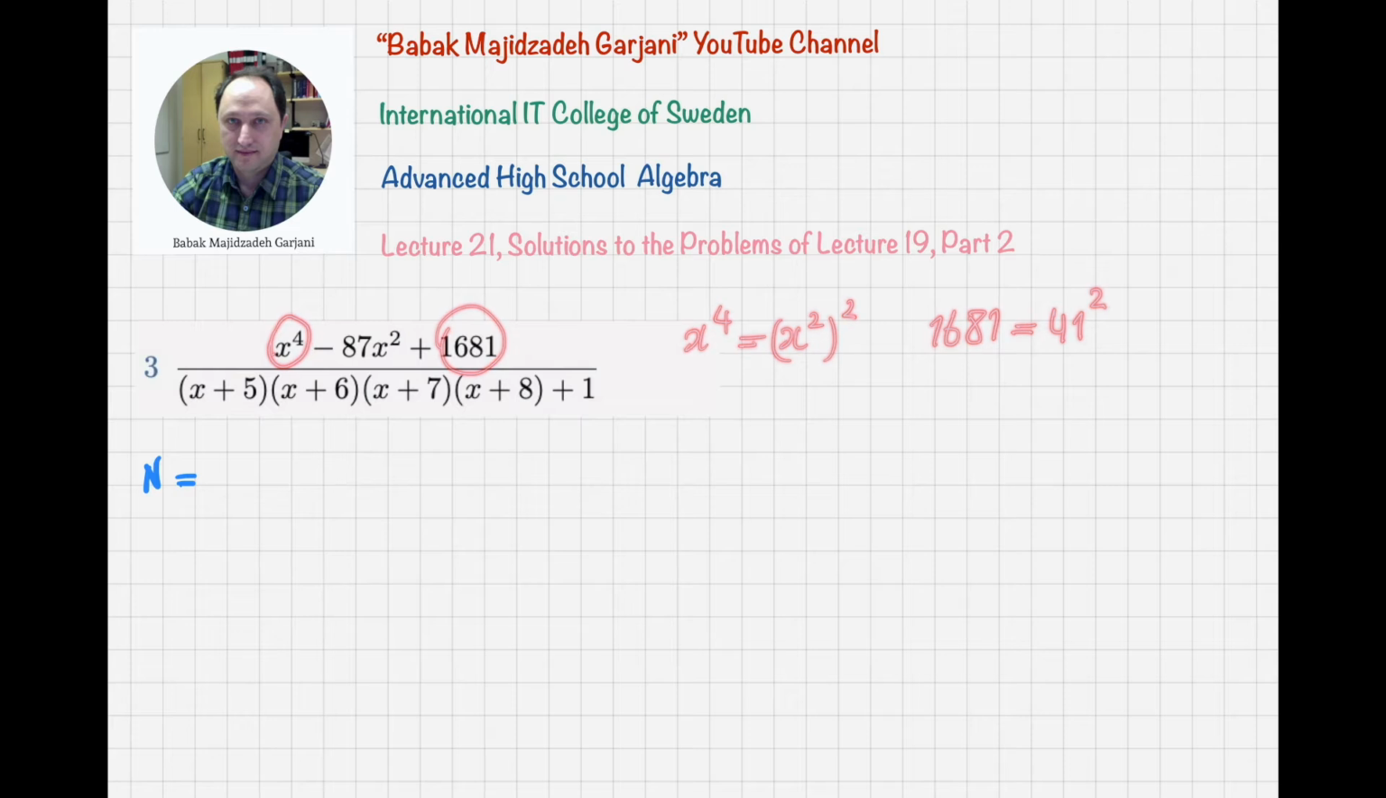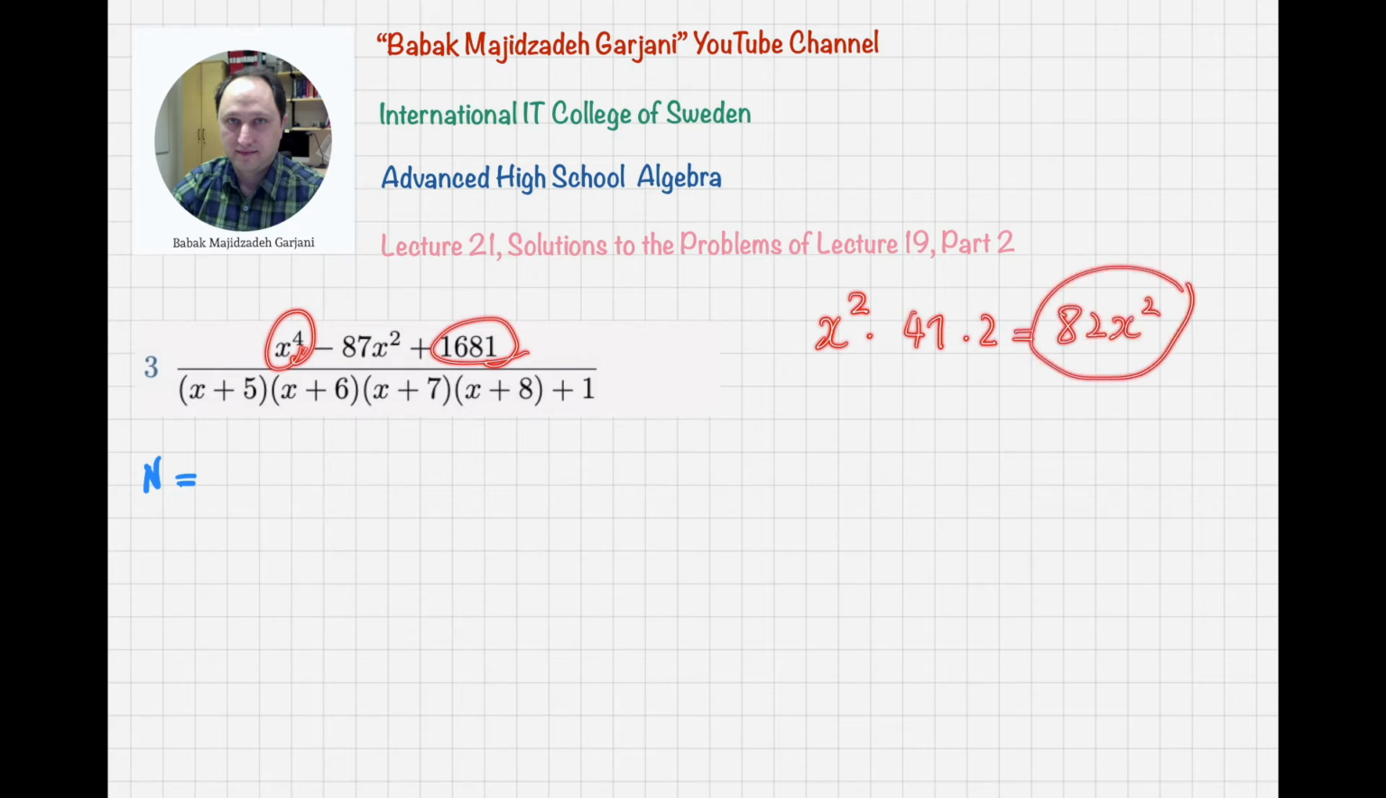But unfortunately this doesn't follow a quadratic rule. Why? Because if I take the square root of this one, it gives me x squared. If I take the square root of this one, it gives me 41. And if I multiply it by 2, it gives me 82x squared. And 82x squared is not the middle term, so it's not a quadratic rule. But I can actually, instead of this, write 82x squared to make a complete square out of it, but I need to subtract 169x squared from it.